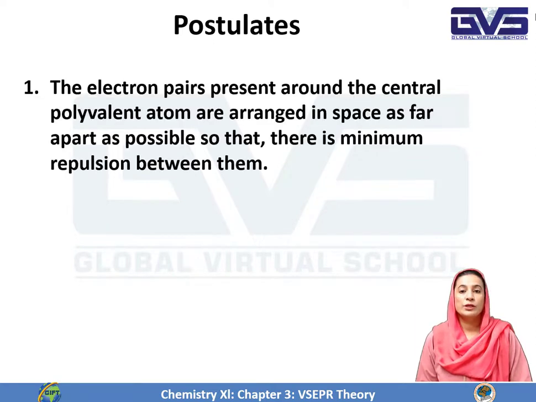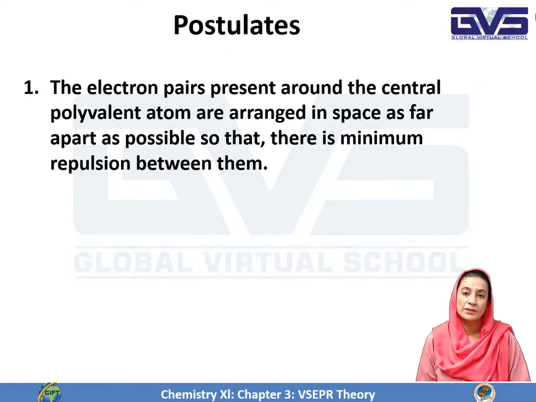And the basic postulates of valence shell electron pair repulsion theory are: first one, the electron pairs. Students, when we talk about the electron pairs, it means both the bond electron pairs and the lone pairs that are present around the central polyvalent atom. Polyvalent atom means atoms having greater valency, more than one valency. They are arranged in space as far apart as possible so that there is minimum repulsion between them.